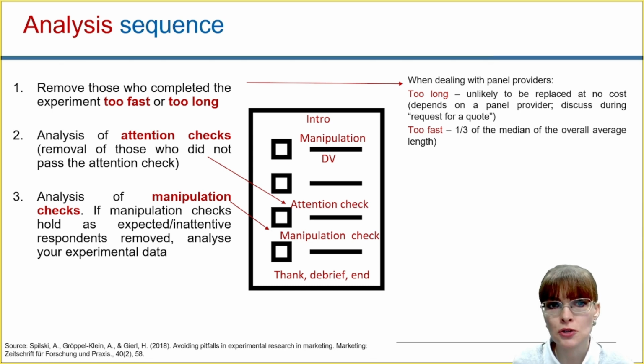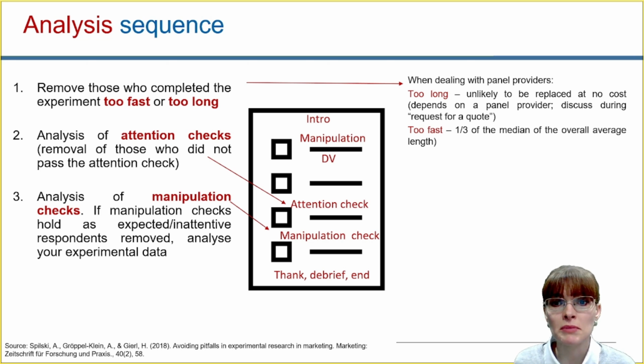However, I encourage you to talk to your panel providers when you source your quotes, explain to them your research design, your research protocol, what your guidelines are, to identify what they would consider as speeders, what they would consider as people who took too long, and whether they would replace those who took too long at no cost. So keep in mind that the median, which is actually shown on the screen, also includes people that completed your survey too long.